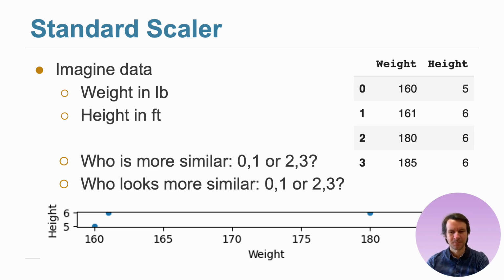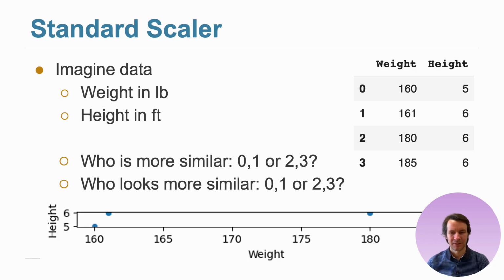If you have data, here for example weight and height, that have different units, and you would like to do something like a k nearest neighbors classifier, right? Then you are trying to calculate distance between the data points, and if you have different units, then the distance may be kind of weird in a way, right?